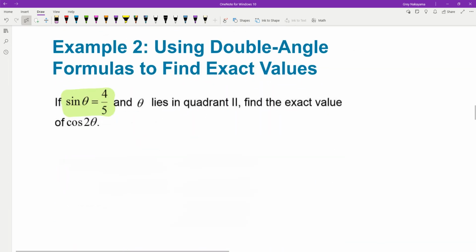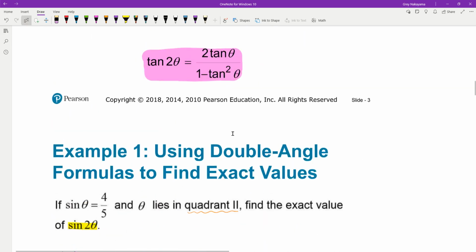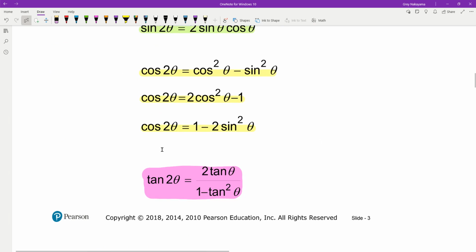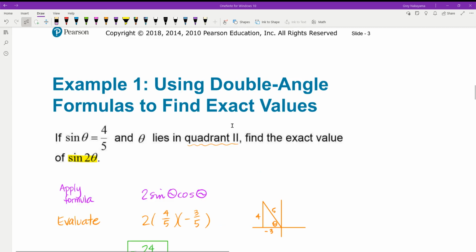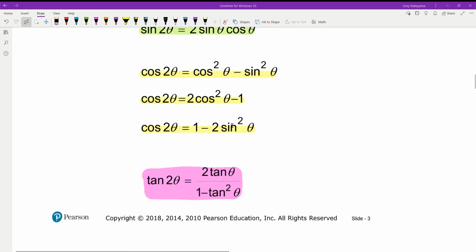All right, number 2, using the same double angle formulas. This time they give us the same thing. The sine of theta is 4/5. What is the cosine of 2 theta? So if you go back up, y'all, we're looking for the cosine of 2 theta, and that is the one I told you that you have 3 different ones. And you can use any one that you want, but it is easiest to use the information they gave us.